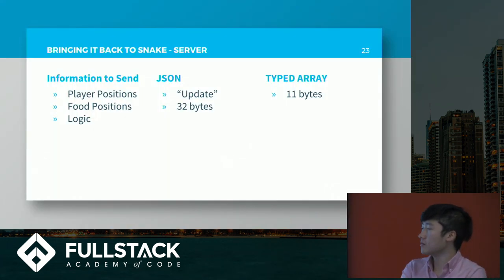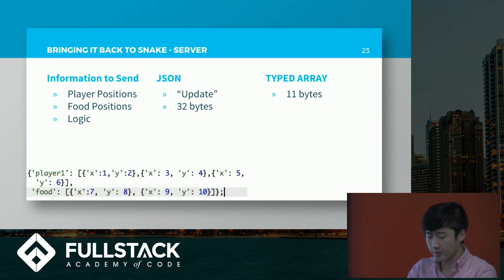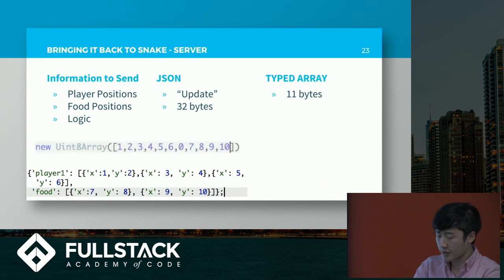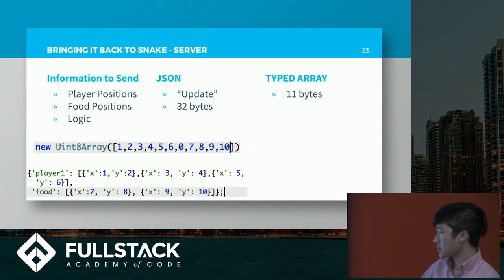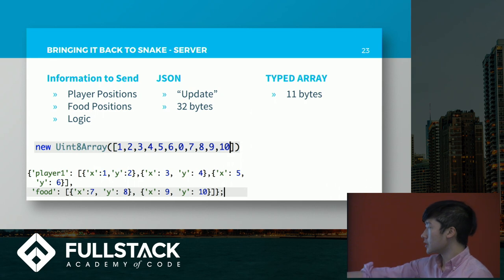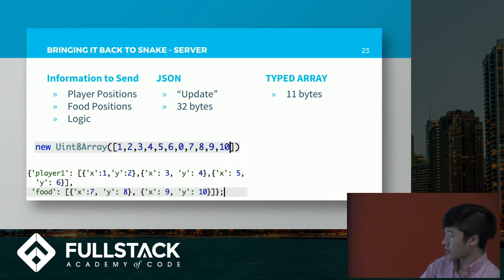And this is just more information about that. I'm running out of time here, so I'm going to blaze through it. Here's a sample of JSON, which you would send from server to player with all the different information to render in a JSON format. And then up top is what you do with a typed array, where you use 0 as a stop code, and then you just send all your information like that.